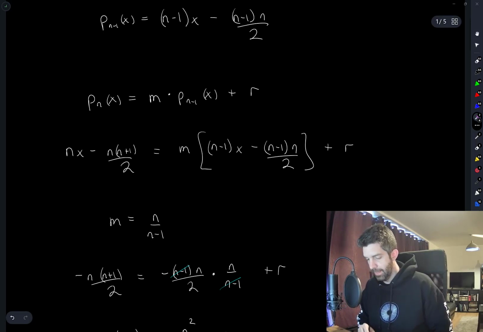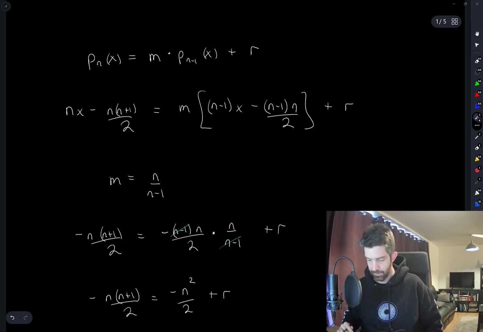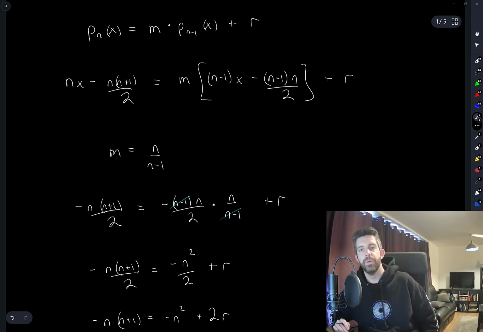So, P_n divided by P_{n-1} is equal to m plus the remainder r. That's just equivalent to saying this expression here. And we know that we have to choose m to match the leading coefficient of these sides. And then knowing that, we can solve for r pretty much directly.